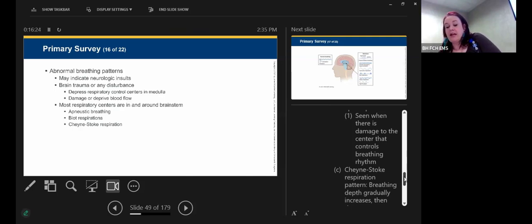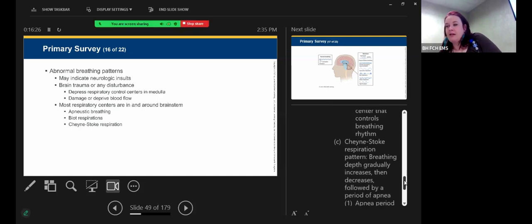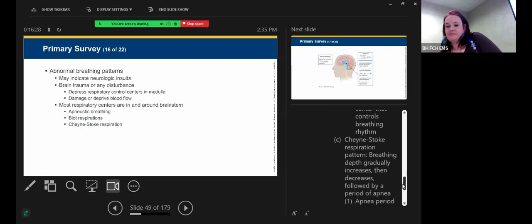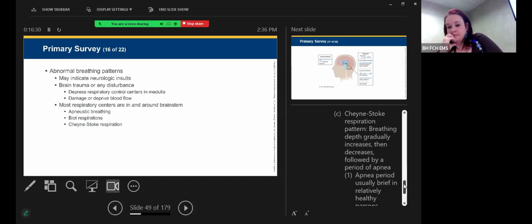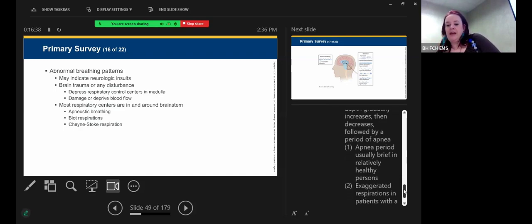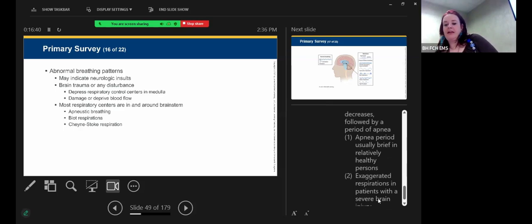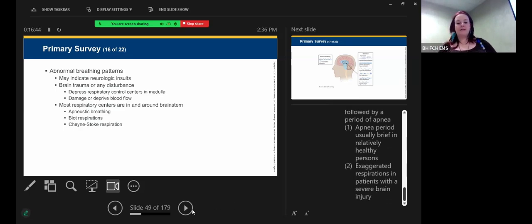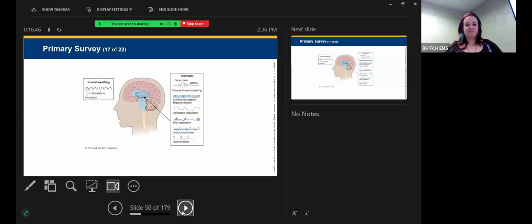Ataxic respiration. Cheyne-Stokes respiration pattern: breathing deeply, gradually increases and then decreases, followed by a period of apnea. The apnea period is usually brief in relatively healthy persons, with exaggerated respirations in patients with severe brainstem injury.